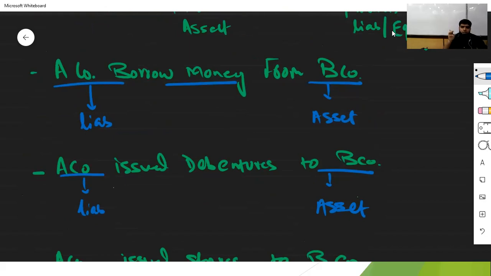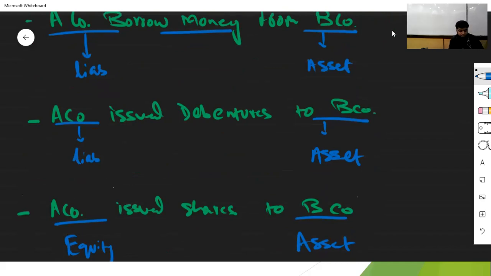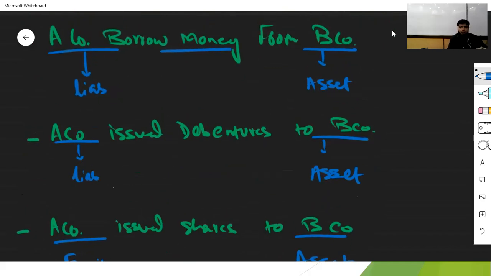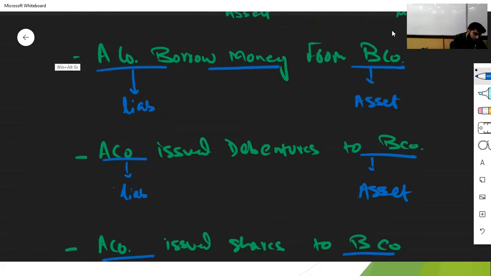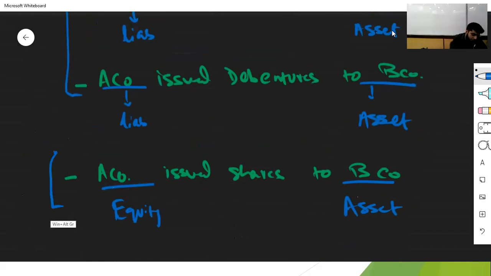For example, you are giving a loan to another company. So it means you are investing that amount. You are investing in debentures. You are investing in shares. So it means it's an asset. In all examples, it is an asset for B company. And in the above two examples, it's a liability for one company. And in the last example, it's equity.